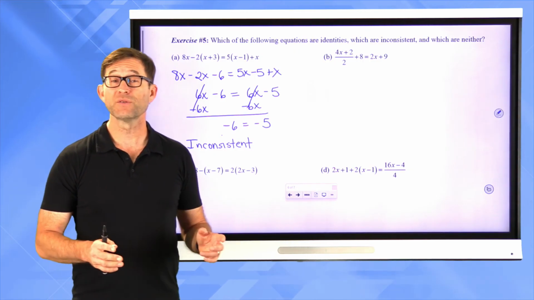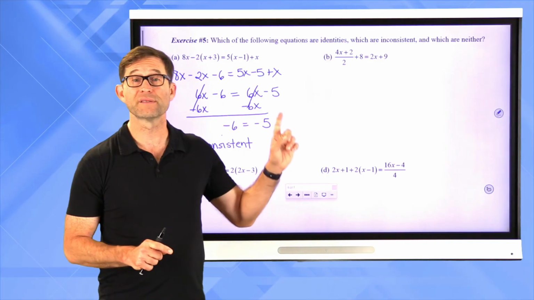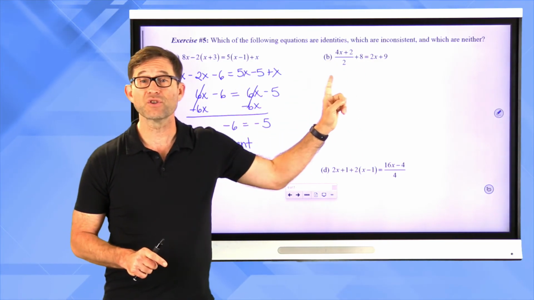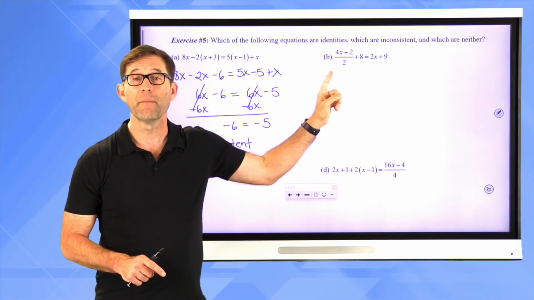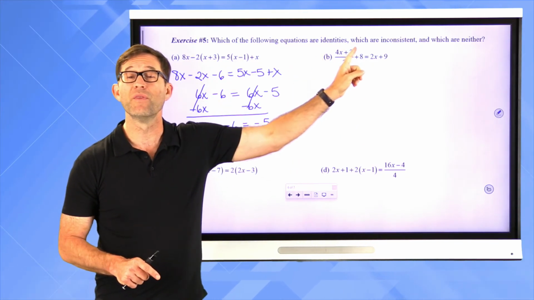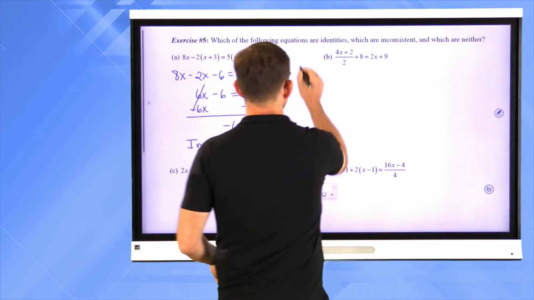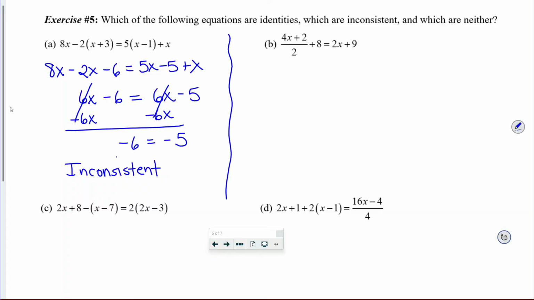All right, now this one kind of looks ugly until you realize that really this fraction, this division by 2, is no different than this multiplication by 2. I'm going to just distribute the division by 2 right away. All right, 4x divided by 2 is 2x. 2 divided by 2 is 1. Plus 8 is equal to 2x plus 9. I'm going to combine like terms on this side, and I'm going to get 2x plus 9 is equal to 2x plus 9. And at this point, I've got to stop.